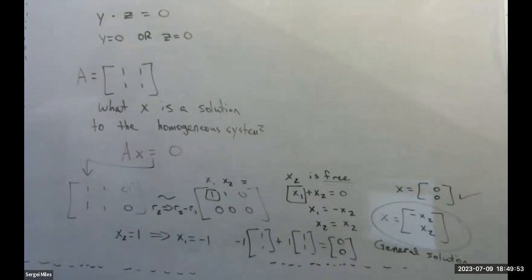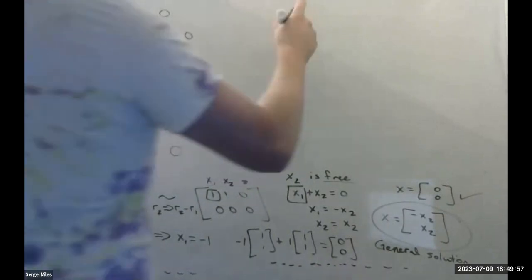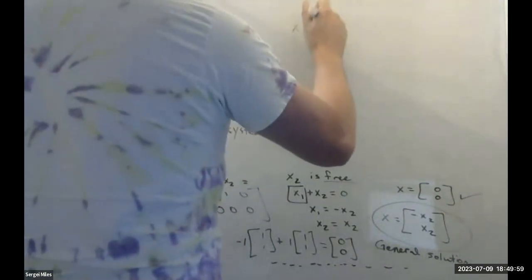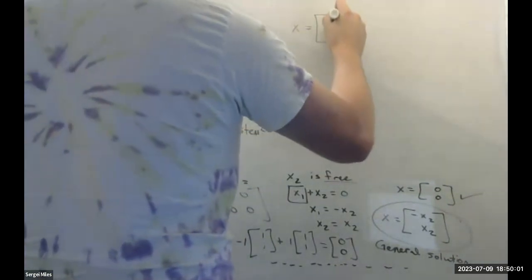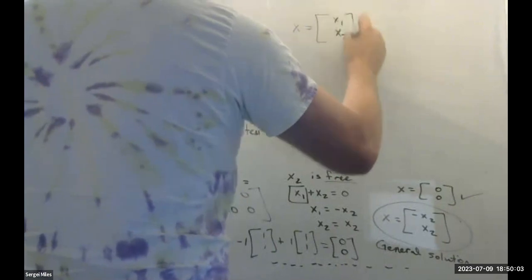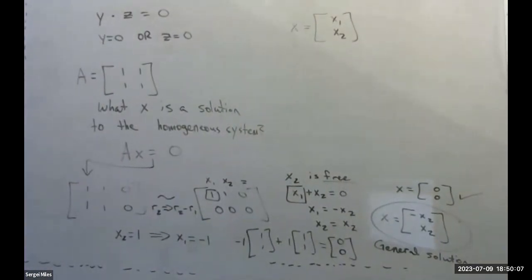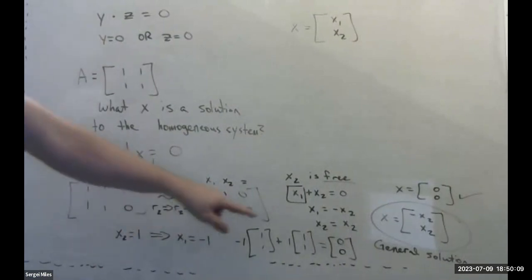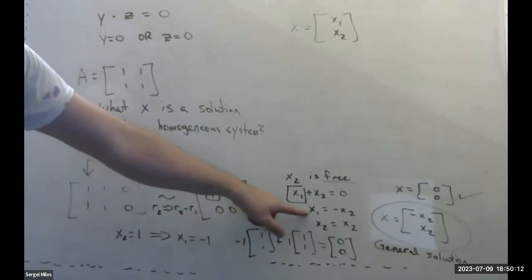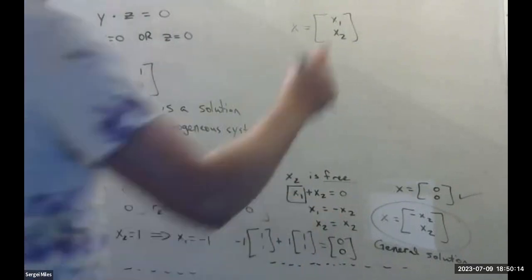we're going to see then that x is this column vector where the first entry is x1 and the second entry is x2. But when we row reduce the matrix, we found out x1 actually equals negative x2.